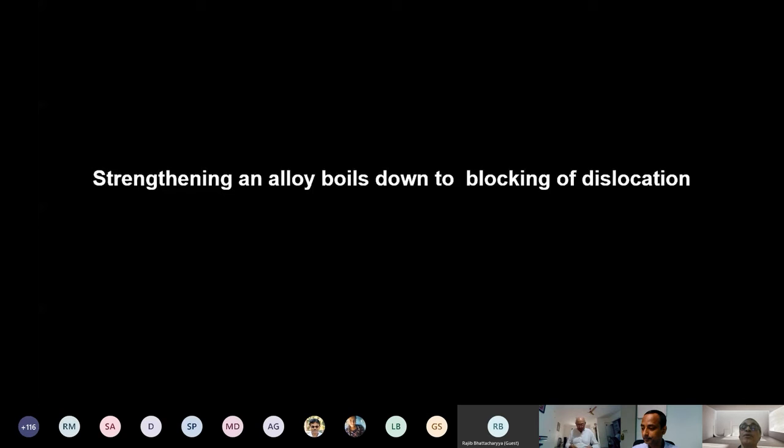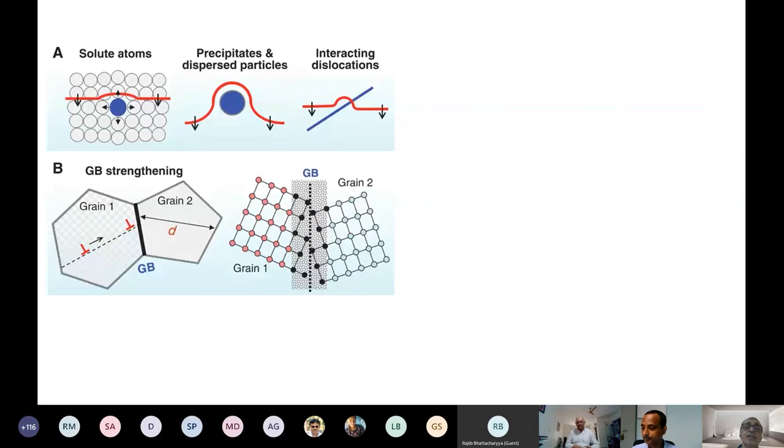And there are many ways we can do it. And I have shown you on the left-hand side a few ways. One is, if you put solute atoms here, it is a solid solution. And because the external atoms that you are putting in the base matrix are of a different size, it distorts the bonds around it in the matrix.